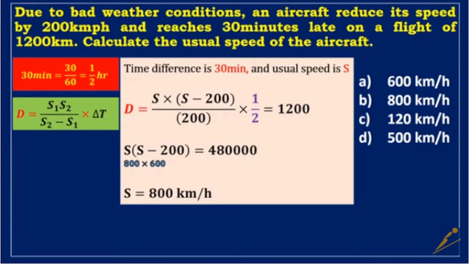The distance of the journey of 1200 kilometers is equal to the product of the usual speed and the new speed divided by the difference in speeds into del t. Substitute the usual speed s and the new speed s minus 200 in the equation. Solving for s, we get the speed of 800 kilometers per hour.